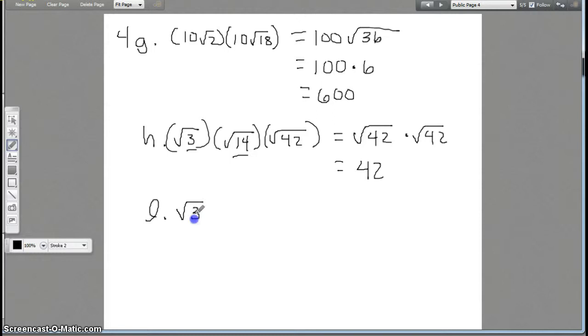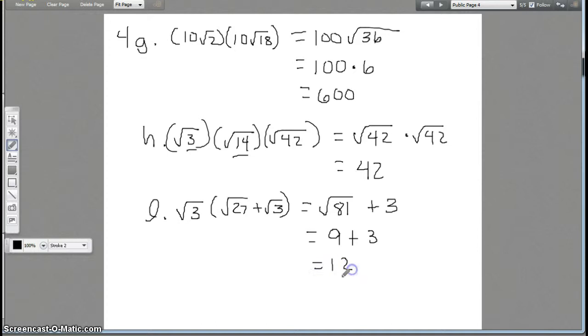Now I want to jump down to part L. Part L is square root 3 times square root 27 plus square root 3. What we're going to do is multiply the square root 3 by the square root 27 to get square root 81. And then when we multiply square root 3 times square root 3, we're multiplying a square root by itself, so that means that we get the number inside the square root. Now square root 81, we can actually find that because 81 is a square number. The square root of 81 is 9, and then we're going to add our 3. 9 plus 3 is 12.